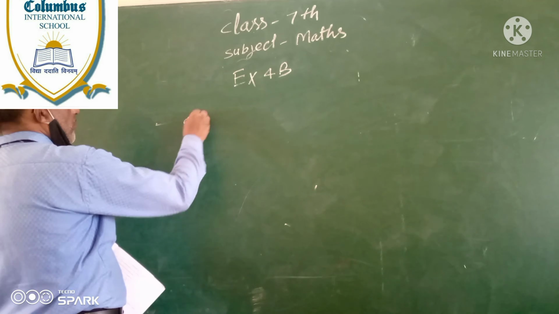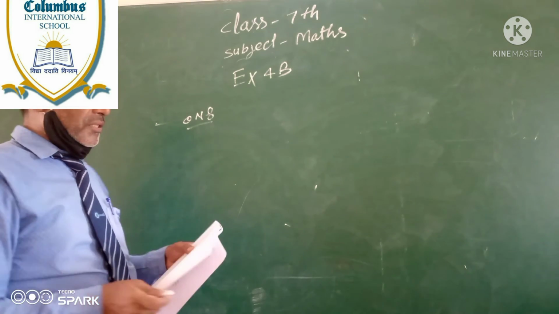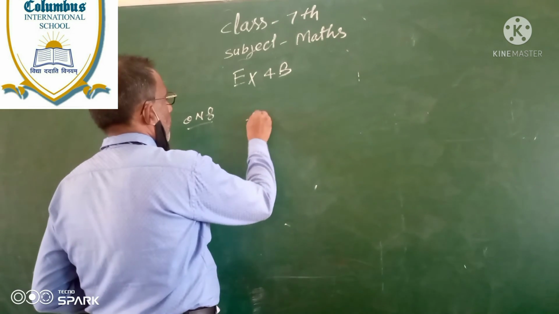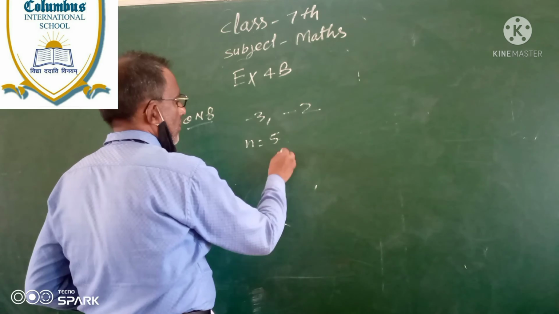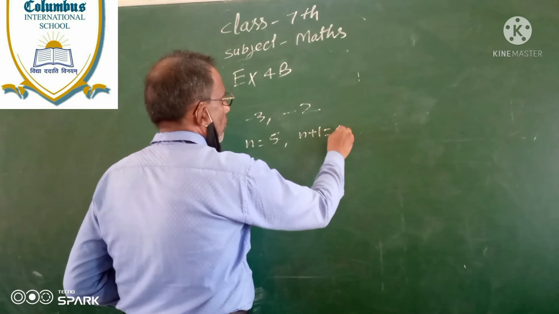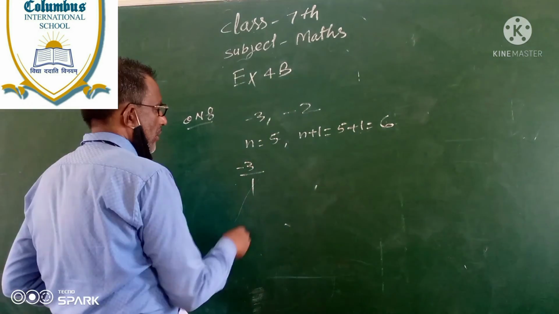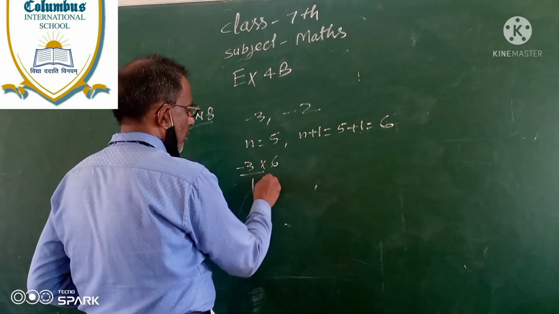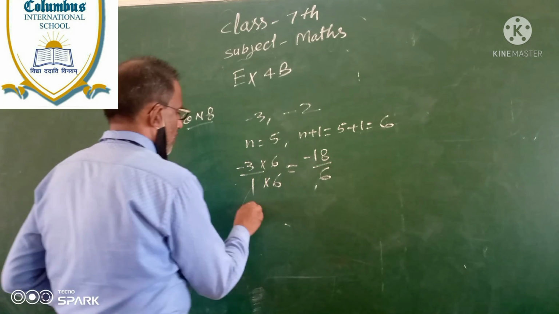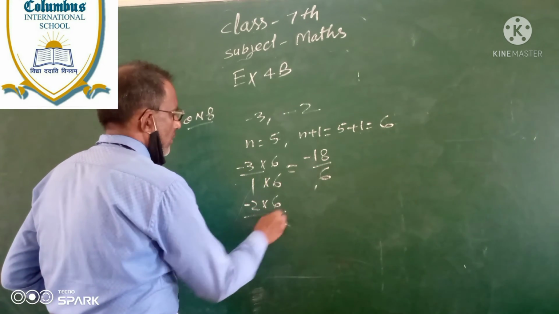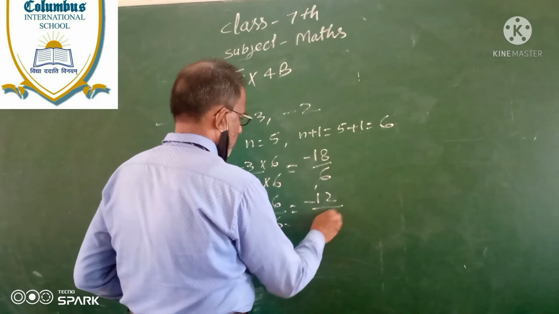Question number 8. Write 5 rational numbers between minus 3 and minus 2. Minus 3 and minus 2. n equal to 5 rational numbers. So n plus 1 equal to 5 plus 1, that is 6. Minus 3 will be written like minus 3 by 1. You multiply by 6 in numerator and denominator, that is minus 18 upon 6. Minus 2 is multiplied by 6 and 1 is also multiplied by 6, minus 12 upon 6.